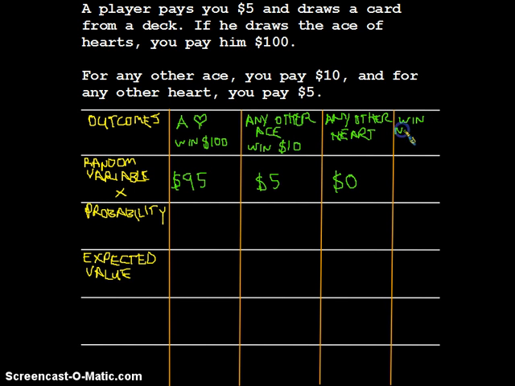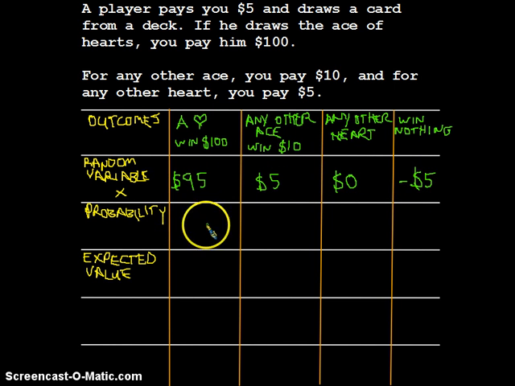And for any other card, any other result, you win nothing. Or he who is playing wins nothing. Makes us feel less bad. So if there was nothing won, then $5 was paid, so the winnings would be negative $5. There we go. So now we can see all the different values of the random variable x. X could be 95, or 5, or 0, or negative 5.